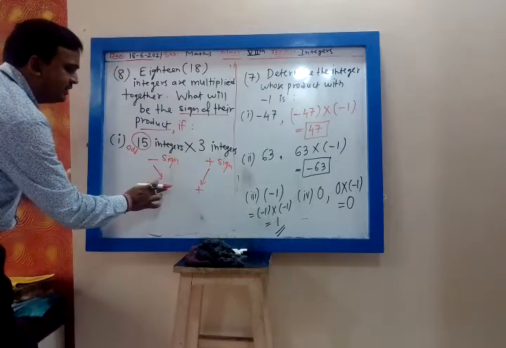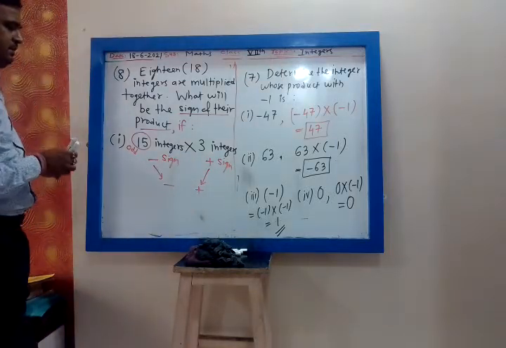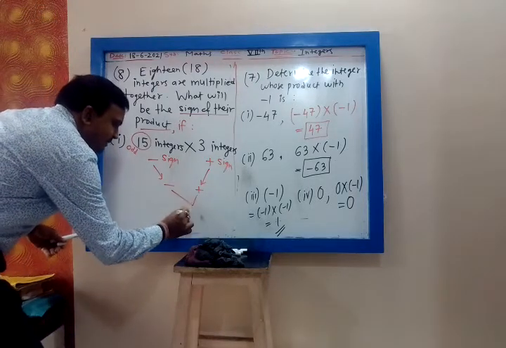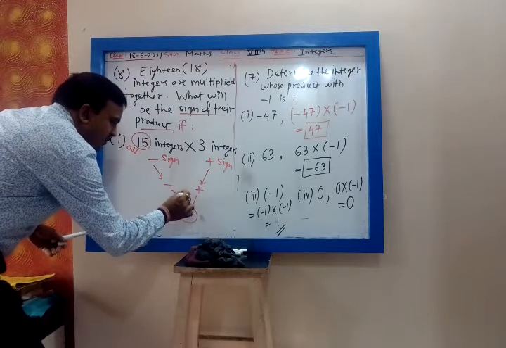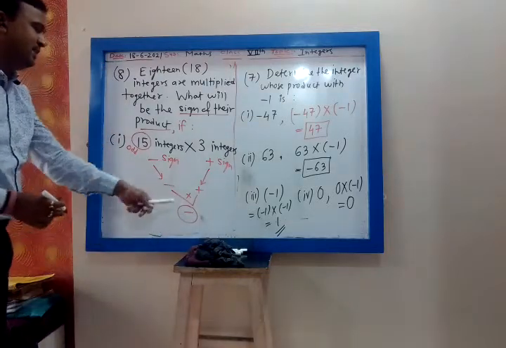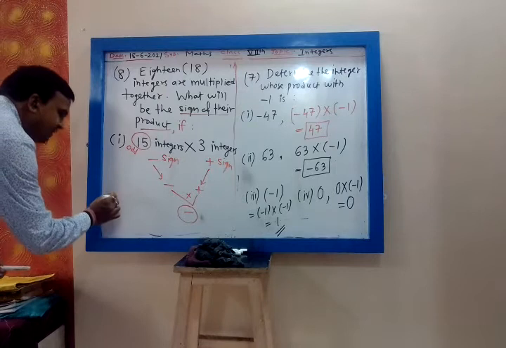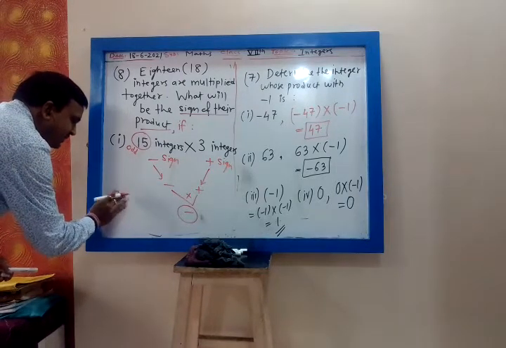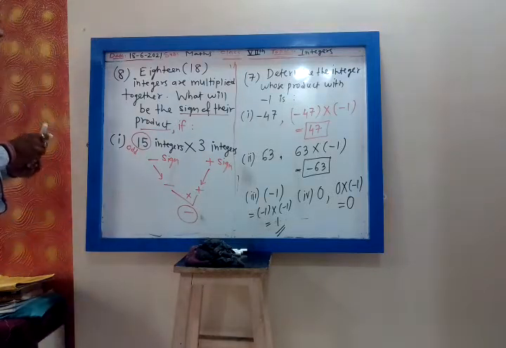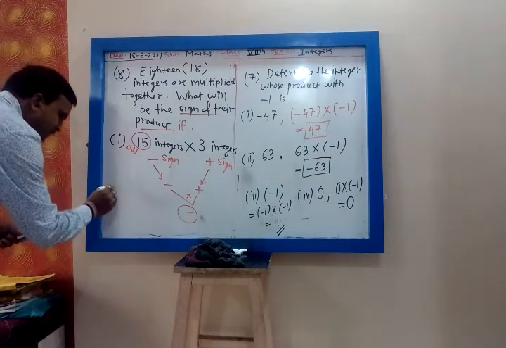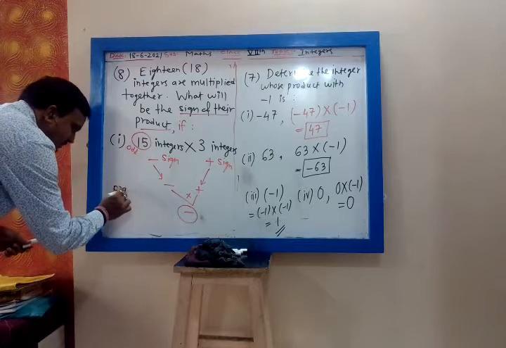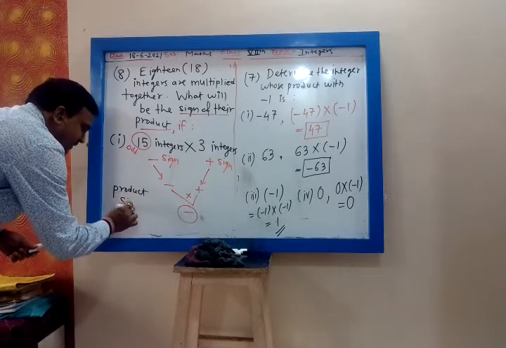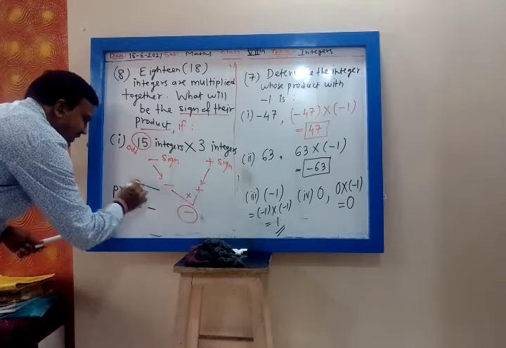Now what is the multiplication of minus and plus? Minus and plus will be minus. So finally the sign is minus. So write this down, with an arrow: the product sign will be minus.